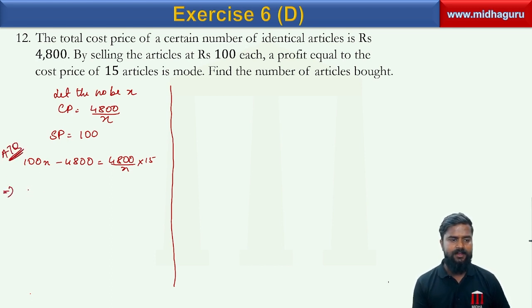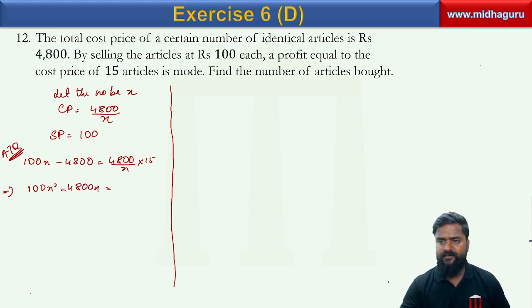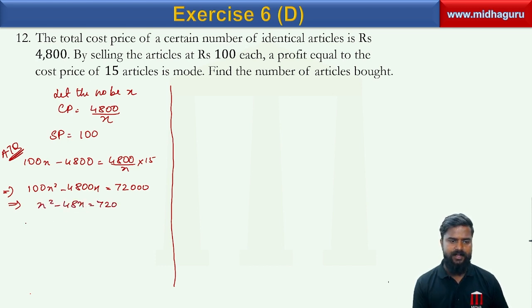So now we multiply x up here, we get 100x squared minus 4800x is equal to 4800 into 15. We'll divide the whole equation by 100, we get x squared minus 48x is equal to 720. Bringing all the terms to one side, we get x squared minus 48x minus 720 is equal to 0.